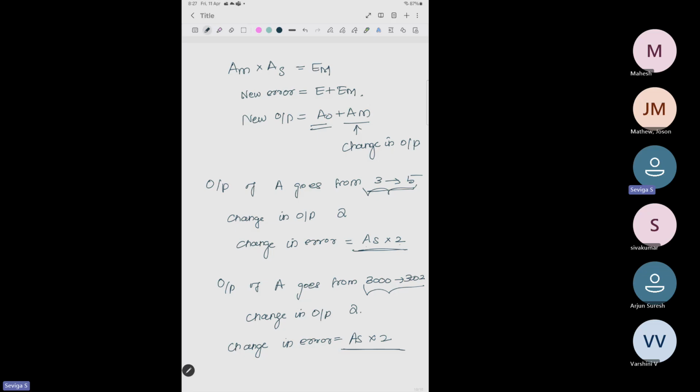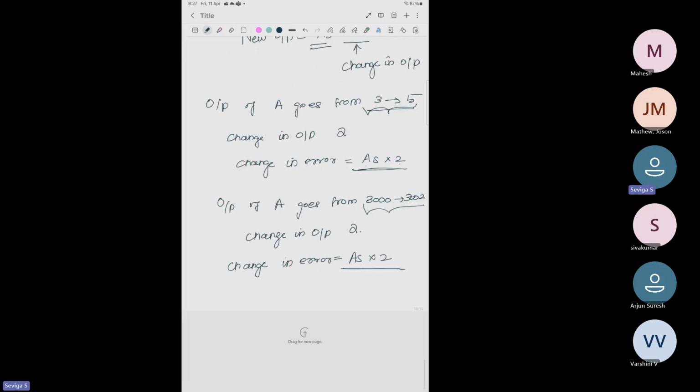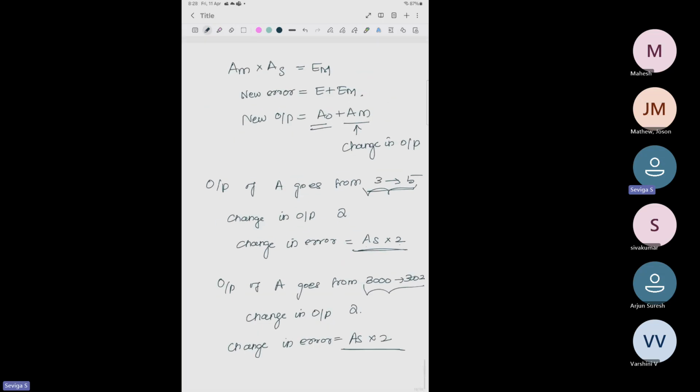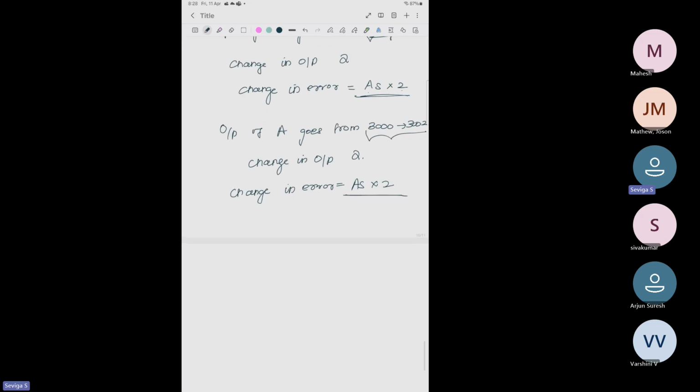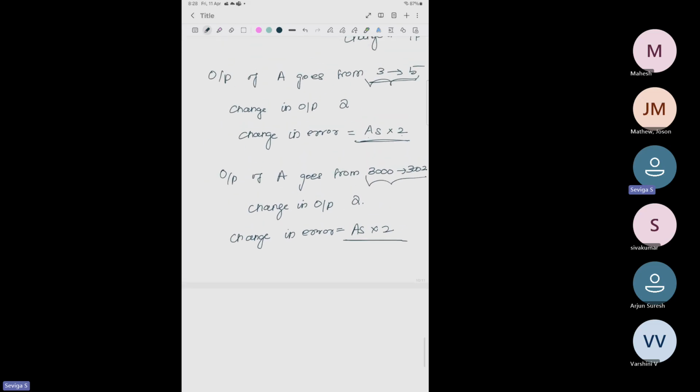So now we are finally ready to look into this back propagation algorithm. Today we will just start with this and we will see it in detail in the next class. So now the delta number is clear to you? Yes, ma'am.